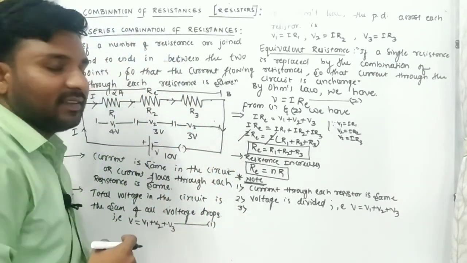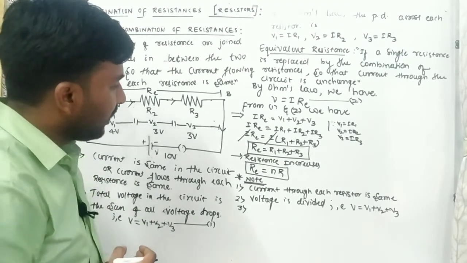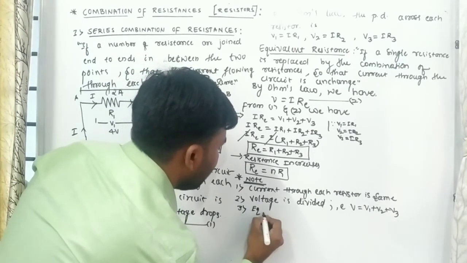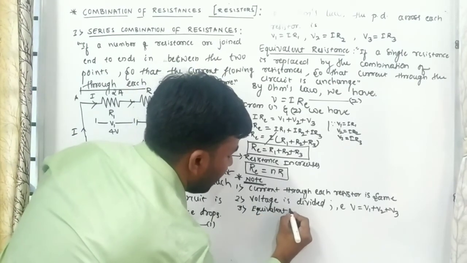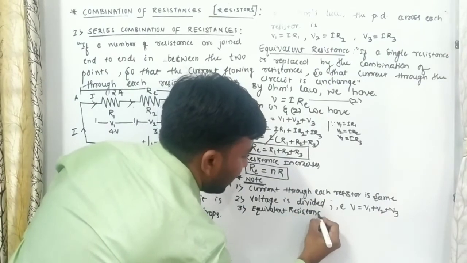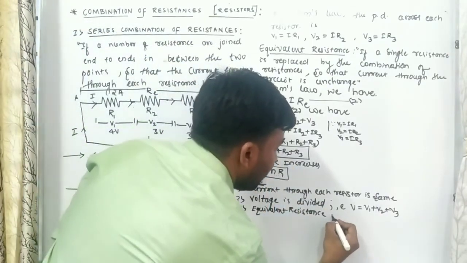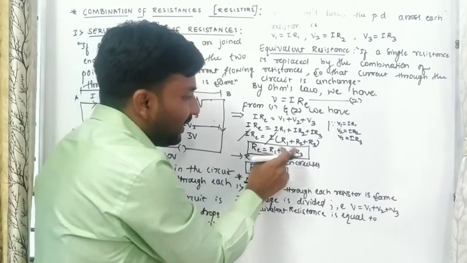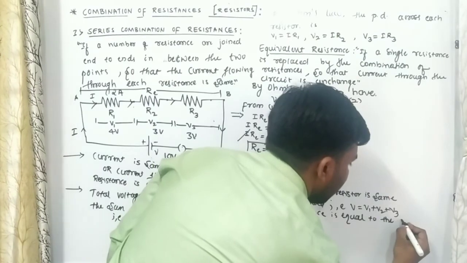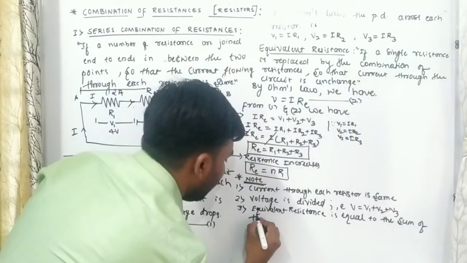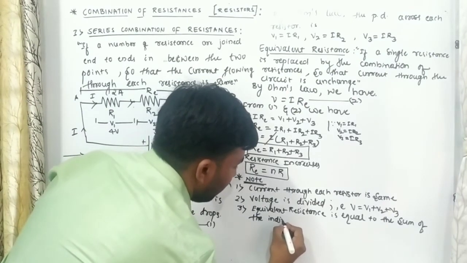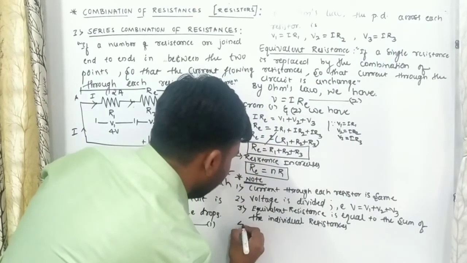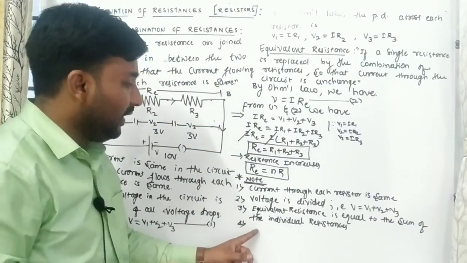Now what about the resistance? Equivalent resistance is equal to the sum of the individual resistances. So this is the rule for the equivalent resistance.